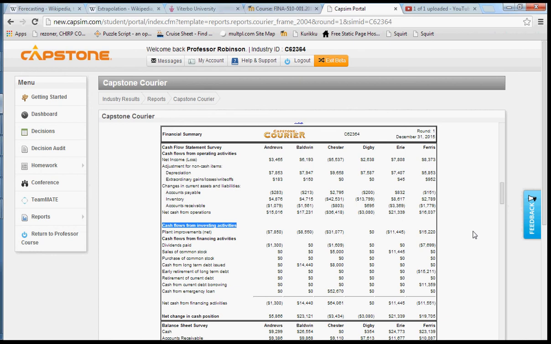And so if we then scan down to cash flows from financing activities, we can see how some of the teams chose to sponsor their plant improvements. So for example, if we use Erie as an example, Erie did $11.5 million in plant improvements, and they sold $11.5 million of common stock. So they funded their entire plant purchase with common stock. Looking at Ferrous, they sold $15 million of capacity and used that money to pay a dividend to the shareholders, to retire some long-term debt, and transition it into short-term debt.